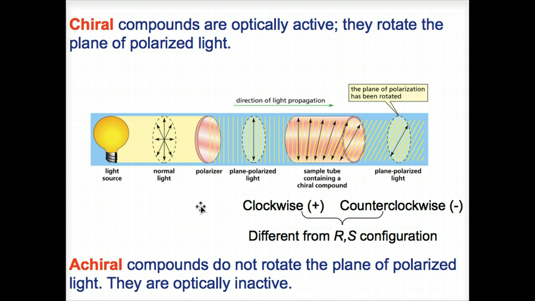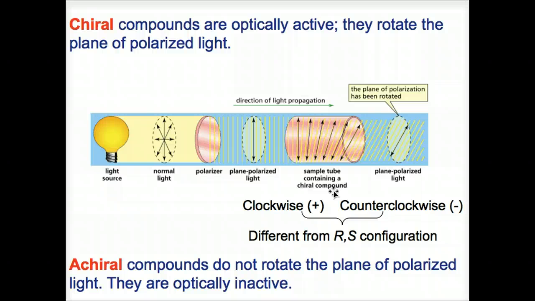Chemists notice that when polarized light passes through a solution of achiral molecules, the light emerges from the solution with its plane of polarization unchanged. An achiral compound does not rotate the plane of polarization. Therefore, it's optically inactive. But, as you can see in this diagram, when polarized light passes through a solution of a chiral compound, notice it says sample tube containing a chiral compound, the light emerges with its plane of polarization changed. Therefore, a chiral compound rotates the plane of polarization.